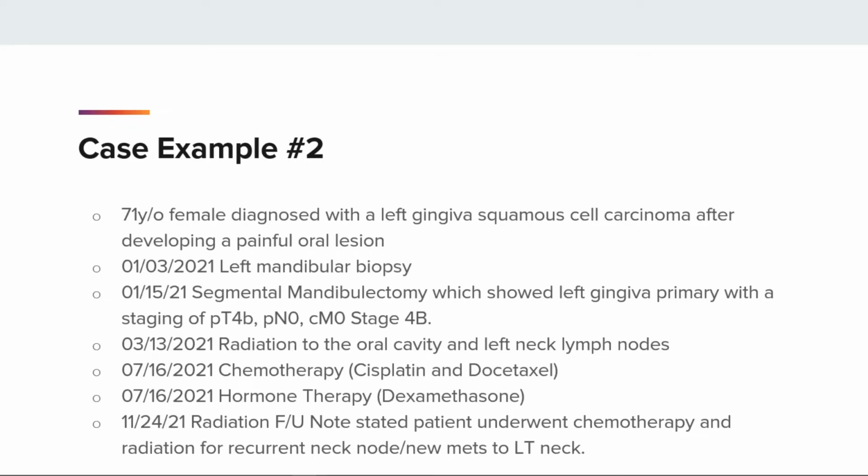On 3/13/21, radiation was performed to the oral cavity and left neck lymph nodes. And then on 7/16/21, chemotherapy and hormone therapy were given. On 11/24/21, the patient had a radiation follow-up note that stated the patient underwent chemotherapy and radiation for recurrent neck node that was mentioned in one spot of the report and also mentioned as new mets to the left neck in another spot of the report.